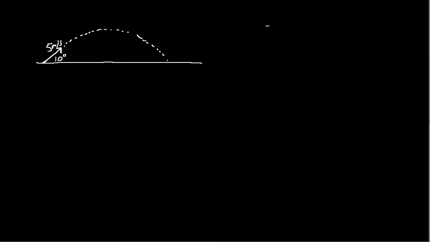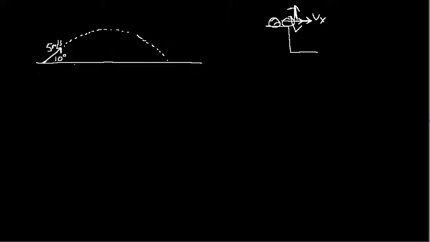Before, when we did things like a ball rolling off a table, as soon as it left the table its velocity just had an x component. It wasn't going up or down, so we said it was just horizontal. Here, though, the object, ball, whatever it is, has an initial component in the y direction.